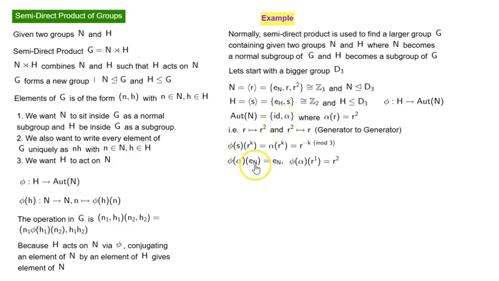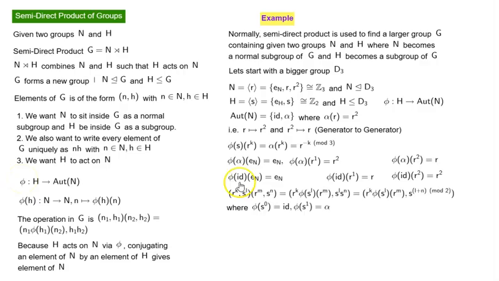So, phi of alpha of En is equal to En. Phi of alpha of R to the power of 1 is equal to R square. Phi of alpha of R square is equal to R. Phi of ID of En is equal to En. Phi of ID of R to the power of 1 is equal to R. Phi of ID of R square is equal to R square. So phi of ID will not make any change to the values of N. But phi of alpha will flip the generators without making any change to the identity.